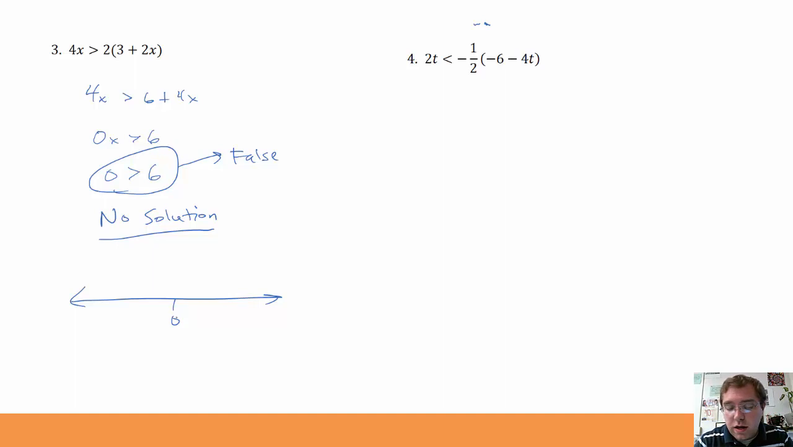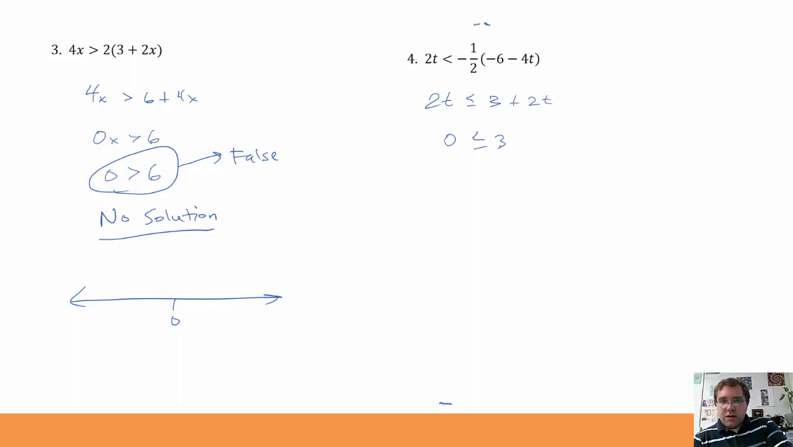All right, distribute the negative 1/2. 2t is less than or equal to negative 1/2 times negative 6, which is positive 3, and negative 1/2 times negative 4t is positive 2t. Let's get all the t's on one side, subtract 2t from both sides. Oh my god, 0 is less than or equal to 3.